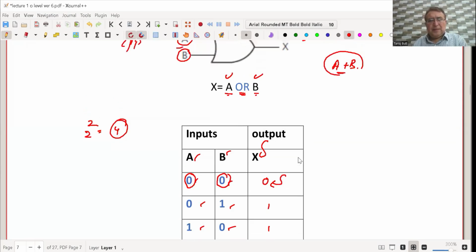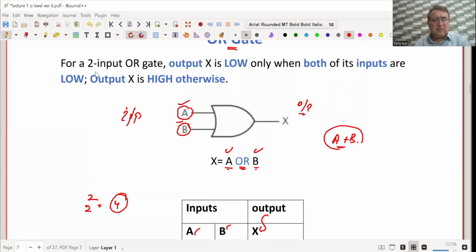Fine. And it is written down over here that for a 2-input OR gate, output is low only when both of its inputs are low. Otherwise, output is high. I hope it is clear.